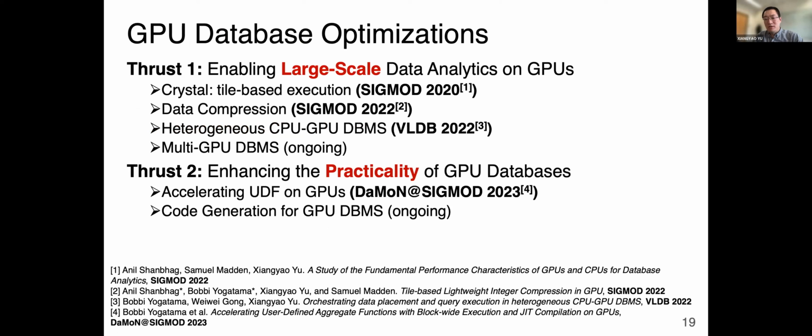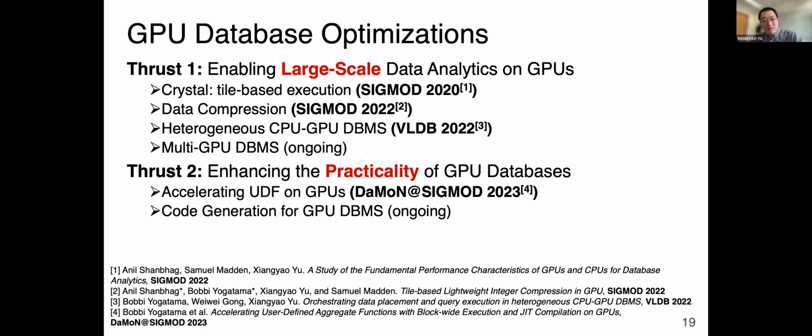And then, how can we fit more data into GPU? GPU has relatively small memory size. So can we do some data compression so that more data can fit in GPU? Can we do hybrid CPU-GPU execution so that even if the data does not fit in GPU, we can still do substantial processing in CPU? And how can we leverage multiple GPUs to do query processing? Because with multiple GPUs, the collective memory size will be much bigger.